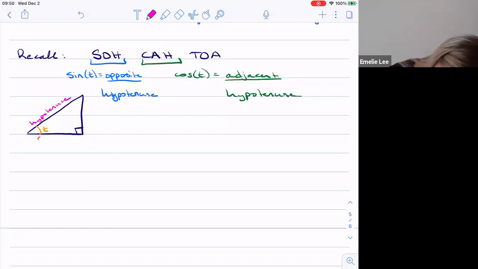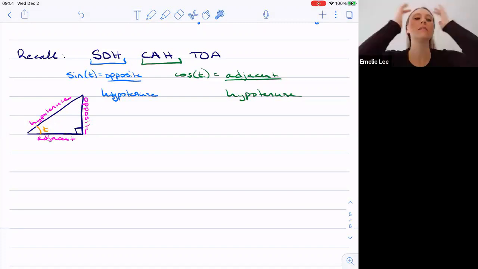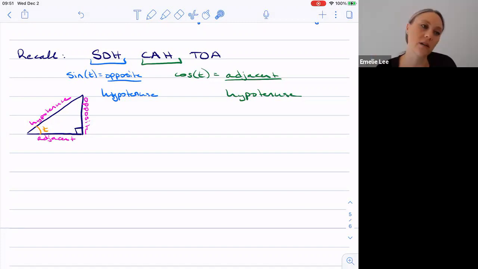Hypotenuse. This is the adjacent. And this is the opposite. All right. So it just depends on where your angle is. If it's up here, then of course this is the opposite and this is the adjacent, but this will always be the hypotenuse in this case. So if we know the lengths of these sides of this triangle, then we can find the sine and the cosine. Kind of weird to make this connection.